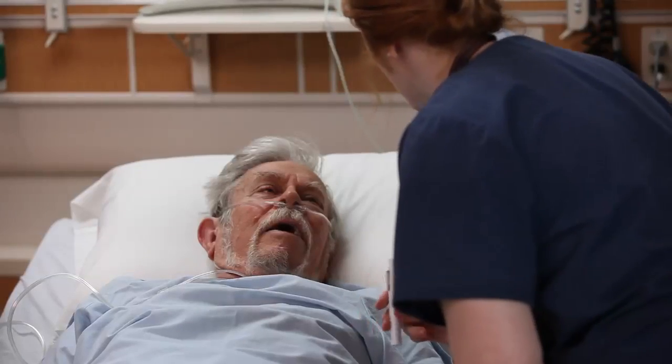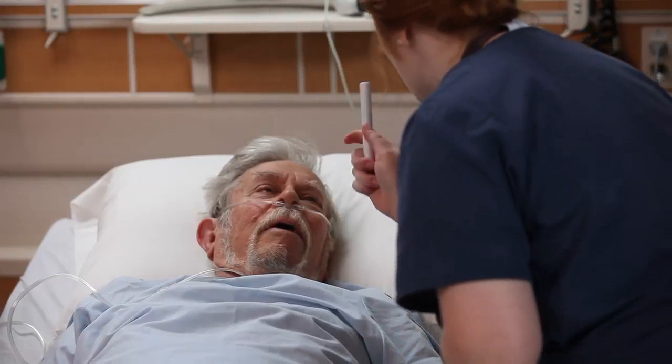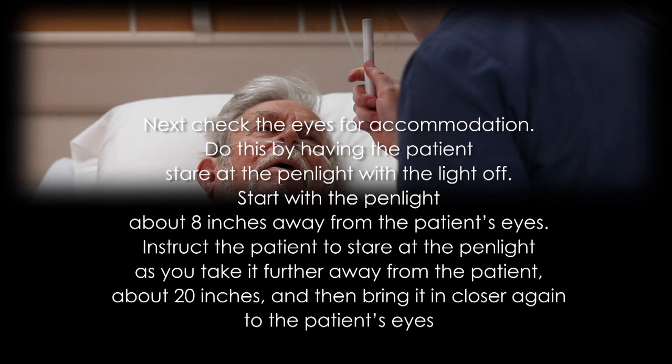Okay, very good. Now, I need you to look at the end of the pen light and follow it with your eyes. Next, check the eyes for accommodation. Do this by having the patient stare at the pen light with the light off. Start with the pen light about 8 inches away from the patient's eyes.